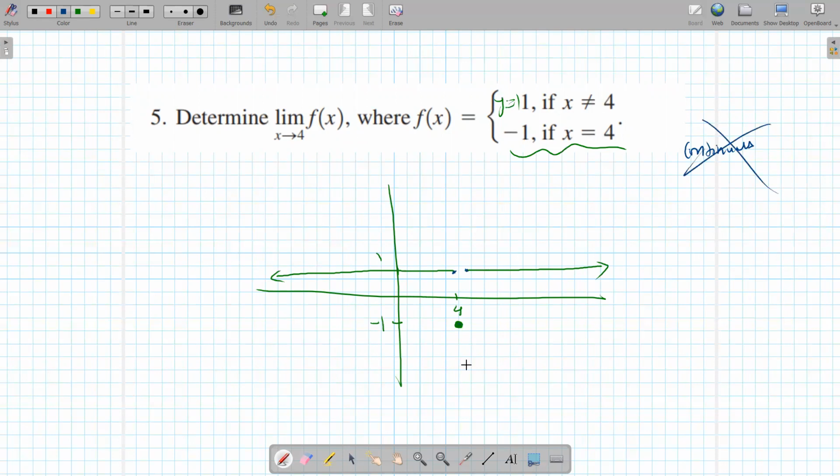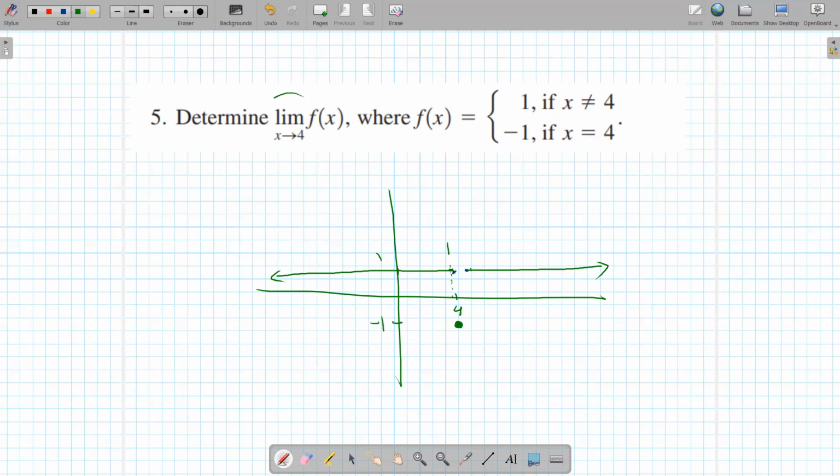So plugging it in may not work because it's not continuous. So what you do here is find the left-handed limit and the right-handed limit. Look at the left side of 4. What's the y value that it's approaching? Left side just means 3.99, like right there. What's the y value? It's 1. What about on the right side? What's the y value? It's also 1. So what's the limit?